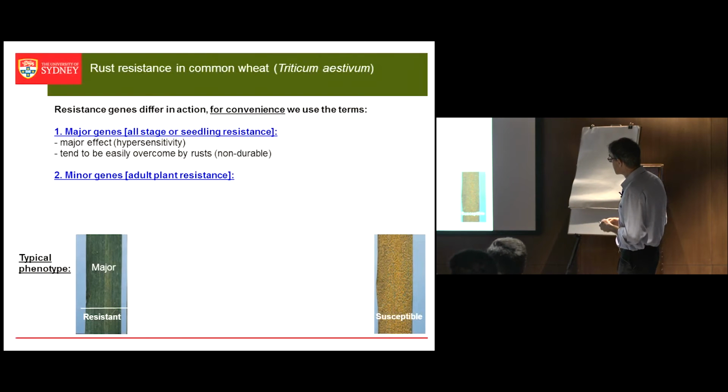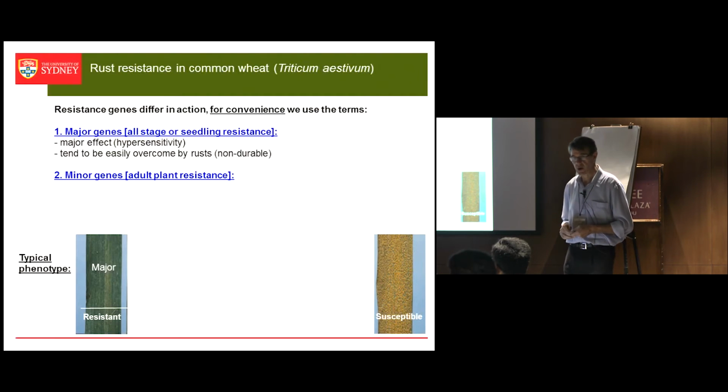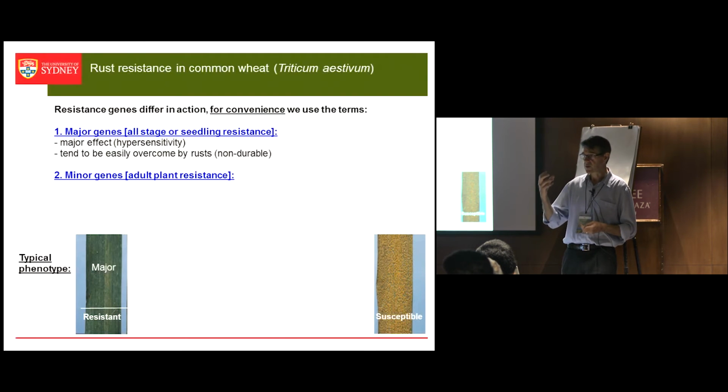One of the drawbacks with these major genes is that they tend to be easily overcome by rust, so notoriously non-durable. These are the genes that have been used in agriculture, the resistance genes that you can read about in textbooks. They've been deployed in cultivars, and we've seen this boom and bust cycle where the pathogen has acquired virulence and the resistance gene has broken down.